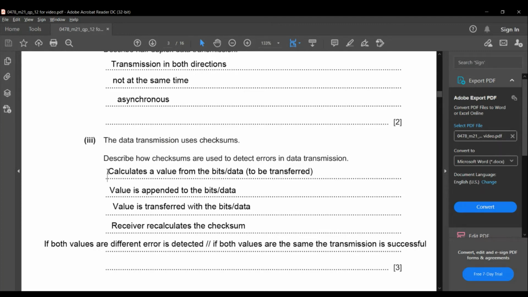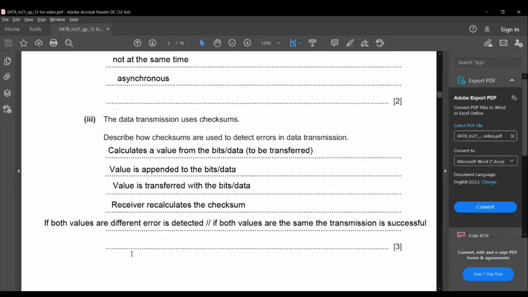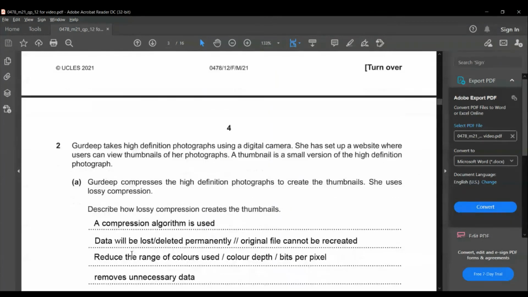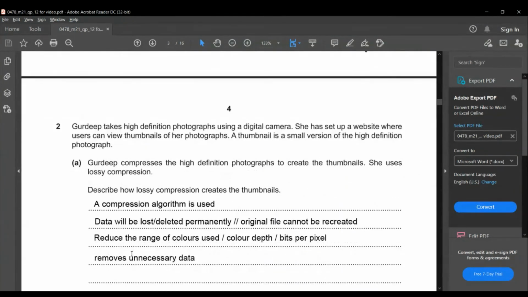Here the sender calculates the checksum. Here the receiver calculates the checksum. If both values are different, an error has occurred. If both values are the same, the transmission is successful. This is how you use checksum in data transmission. This is the end of the first question. Now let's move on to the second question.